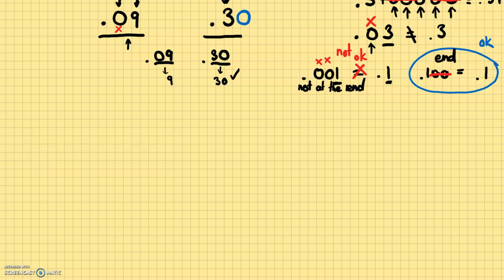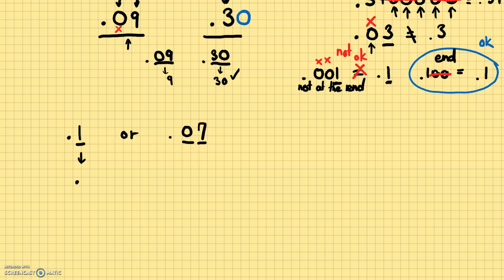All right. Which one is bigger, 0.1 or 0.07? Again, this one has 1 digit. This one has 2 digits. So let's change them all to 2 digits.